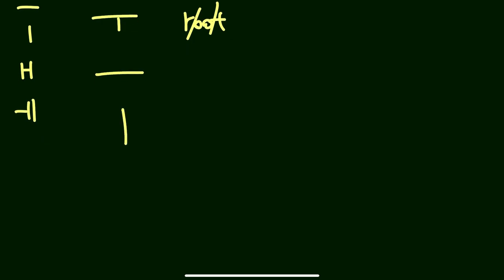And then we have this one, a vertical line. Think of tree. You see how there's an E sound, right? So this one would be ee.